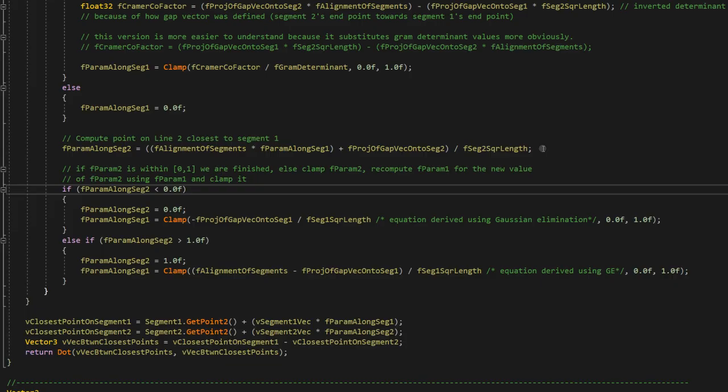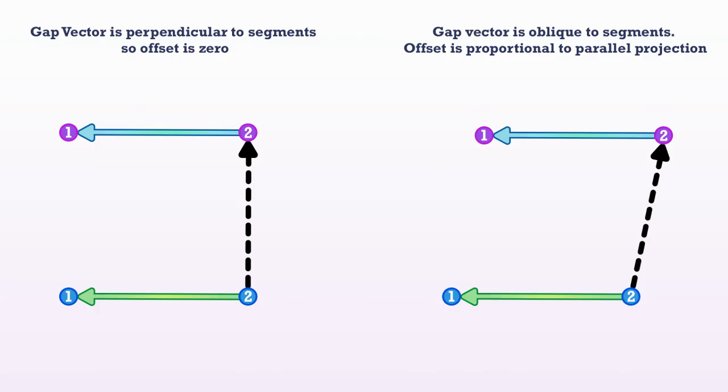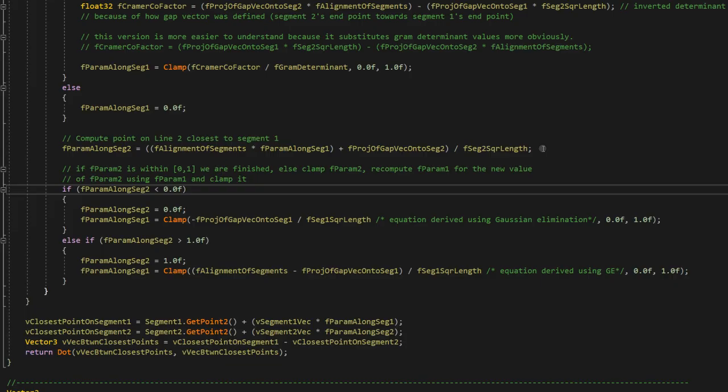We then add the projection of the gap vector onto segment 2 to account for the offset between the segments along segment 2's direction. Now we have the total value in square units. Finally, we divide by the squared length of segment 2 to convert the projection from square units into a linear parameter along segment 2.